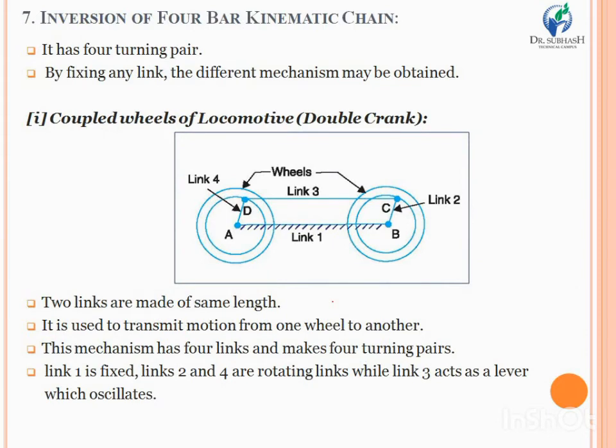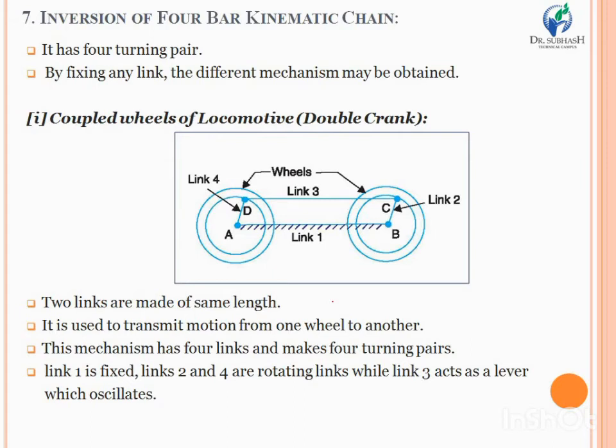Now various discussion on the link arrangement. It's time to discuss the types of inversion of 4-bar kinematic chain. And the first and very much important inversion that we are going to discuss is coupled wheels of a locomotive.